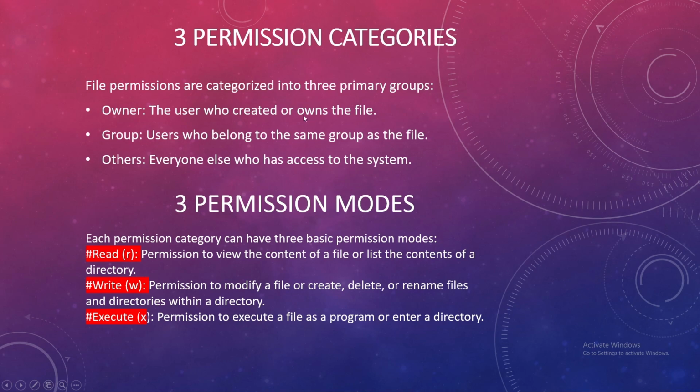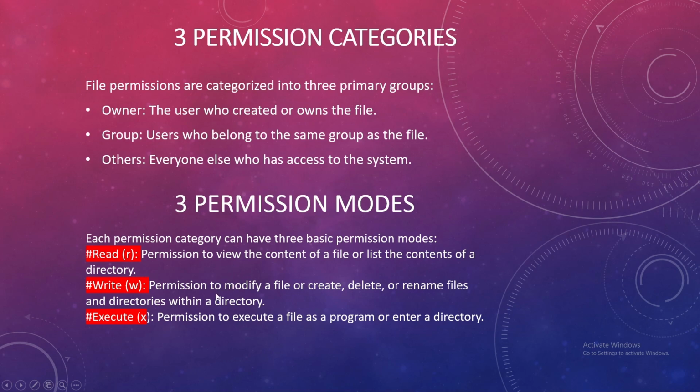So these are the three permission categories, and there are also three permission modes. This basically means what a user can do with the file. The first one is read, which means the permission to view the content of a file or list the contents of a directory. The second one is write.